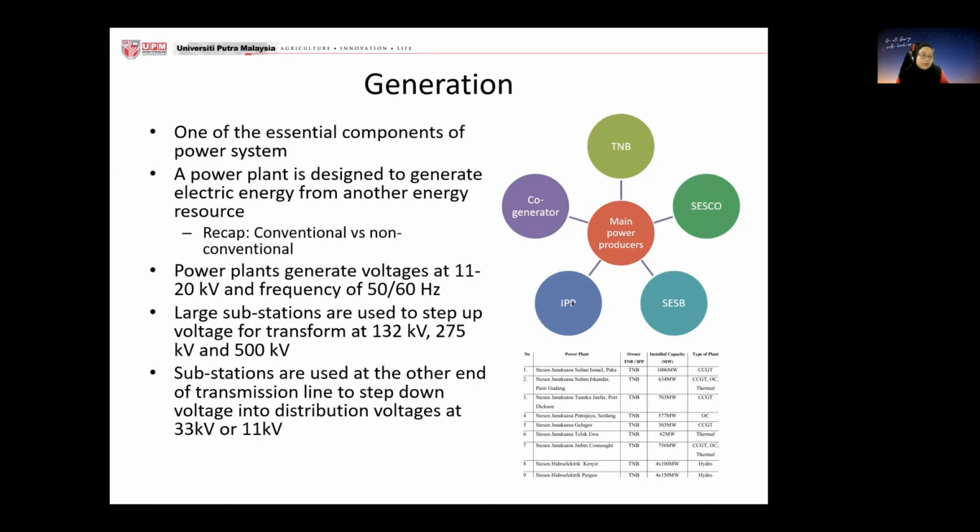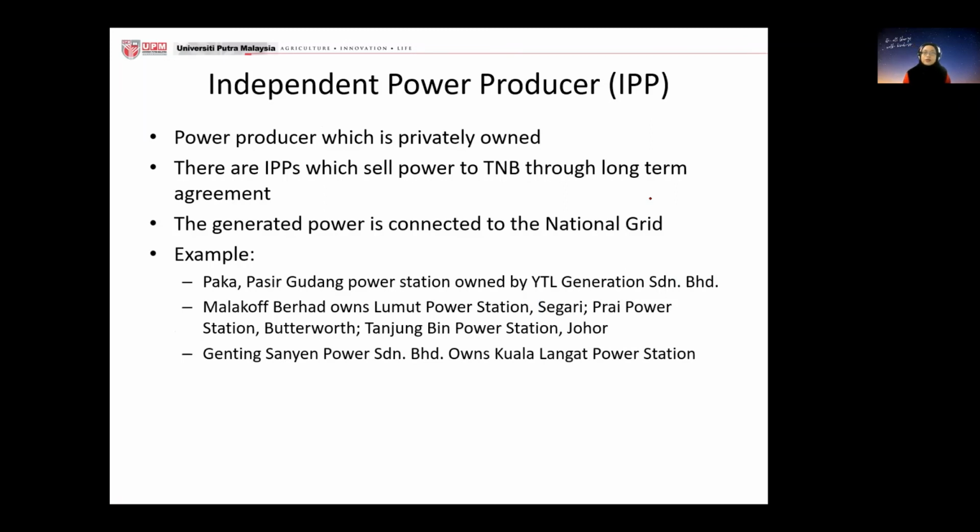We also have IPP, which is independent power producer. And then we also have co-generators, which we'll look into after this. Independent power producers are power producers which are privately owned. It's not under TNB. However, they have a long-term agreement with TNB in which the IPP sells power. So they generate their own electricity and sell that to TNB through an agreement. This generated power is connected to the national grid.